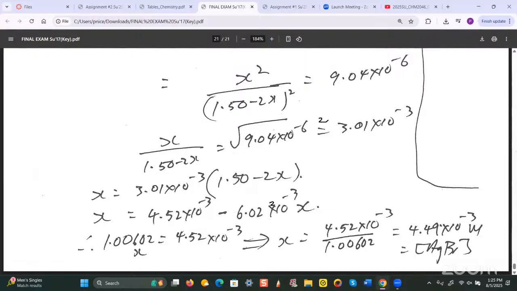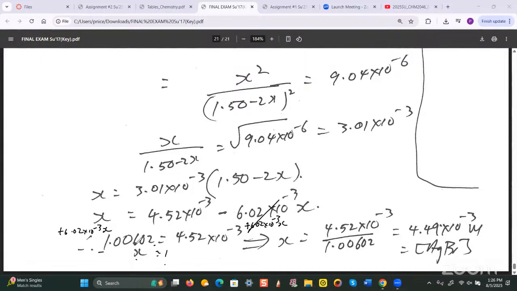So what I would do is I would add 6.02 times 10 to the minus 3x to both sides, right? This will disappear, and I'm going to end up with x plus this. X plus this is basically going to be the same as x, even though I wrote out all the numbers here. When you put those numbers in a calculator, you're going to end up with 1.00602 times x. So this is almost 1, right?